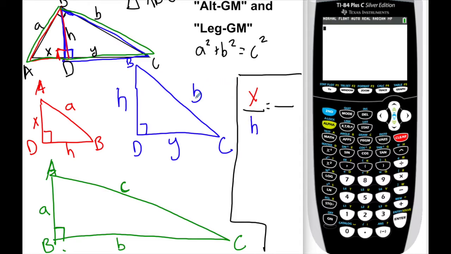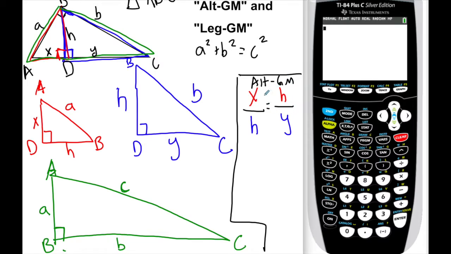H is the height of the blue triangle, right? Also observe that H is the base of the red triangle, while Y is the base of the blue triangle. And because they're similar, this proportion must hold. And this is altitude GM, because what it says is that the altitude is the geometric mean of the length of the two pieces of the hypotenuse.